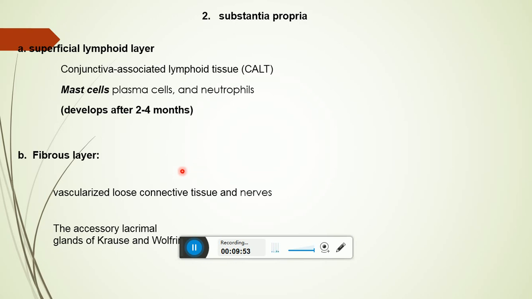The fibrous layer contains the vessels and nerves, glands of Krause. In the tarsal part of the conjunctiva, it is very thin and blends with the tarsal plate. The fibrous layer is thicker than the lymphoid layer. The glands of Krause lie in the deep subconjunctival tissue of the upper and lower fornix, about 42 in number in the upper fornix and 6 to 8 in the lower fornix.